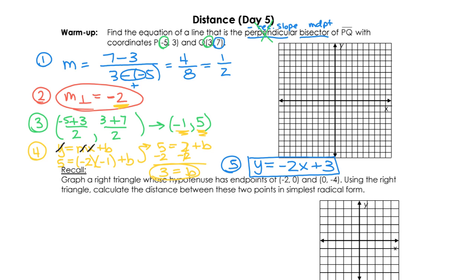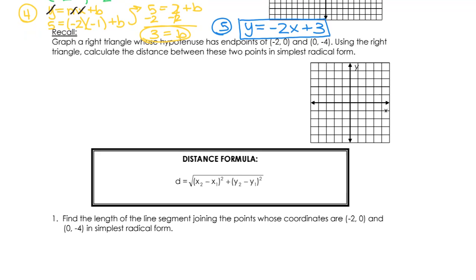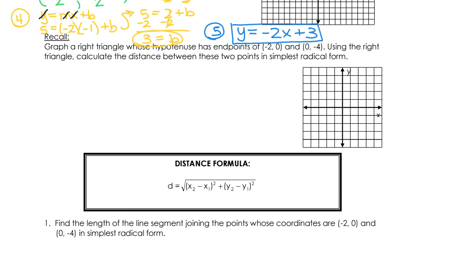All right, guys, we're going to do something called finding distance today. And there's 2 ways to find distance. In this first one, this is something we're familiar with. We're going to graph a right triangle whose hypotenuse has endpoints of negative 2, 0, and 0, negative 4. When we connect these 2 points, we're going to make that the line that is the hypotenuse of a right triangle. So in order to get a right triangle, I'm going to go straight down and straight over.